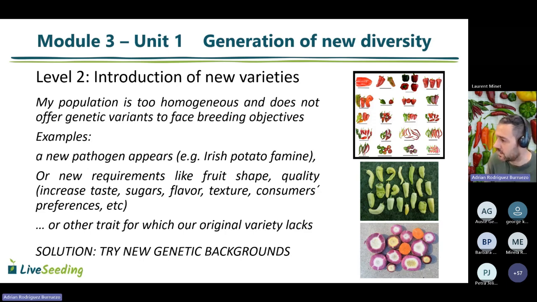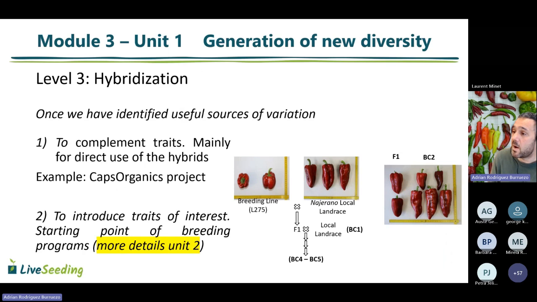Okay, and also with the carrots. Then we have opportunities to find new sources of variation that can fit these breeding objectives, which are more strict than in the case of level 1 of diversity. Well, now level 3, hybridization.